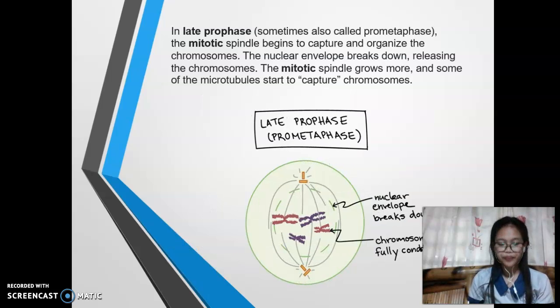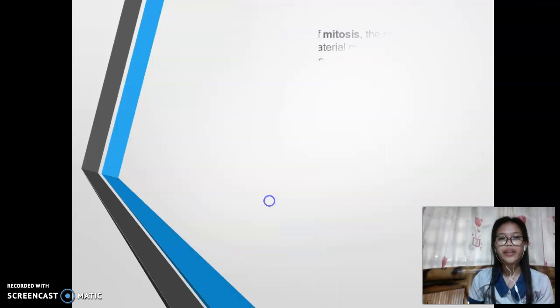Early prophase: the nuclear membrane becomes more and more indistinct and the chromatin fibers become more and more packaged and condensed. Late prophase: the nuclear membrane and the nucleolus finally vanish completely. Next is metaphase.